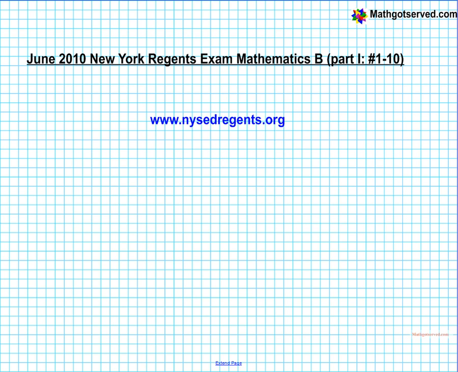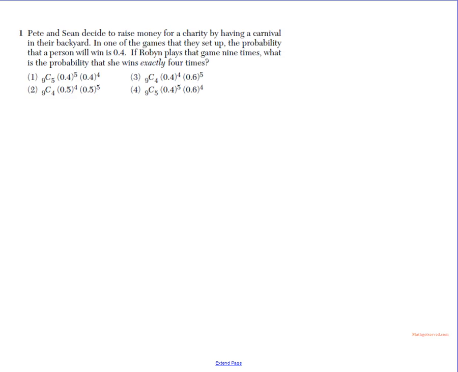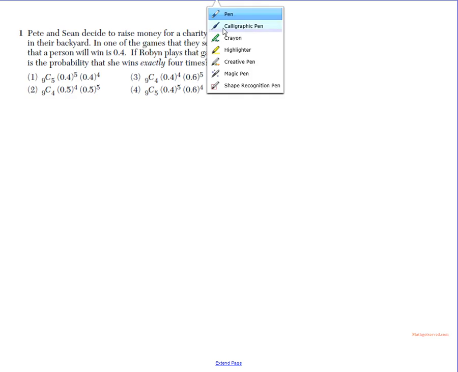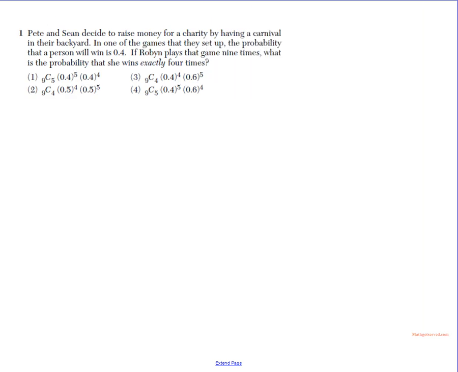Question number one. It says Pete and Sean decide to raise money for charity by having a carnival in their backyard. In one of the games that they set up, the probability that a person will win is 0.4. If Robin plays the game 9 times, what is the probability that she wins exactly 4 times?